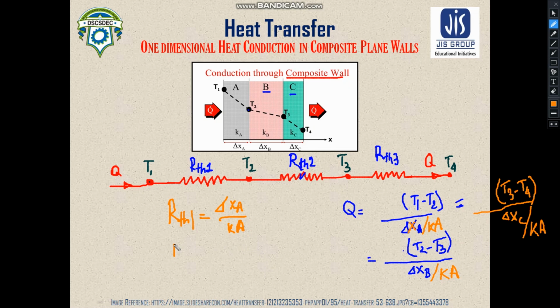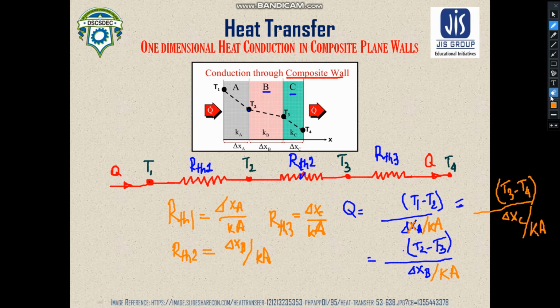Again we can write RTH2 equal to del x b divided by ka. It is very simple, so it will be del x b by ka, and this thermal resistance for the wall 3 will be del x c divided by ka. So this is simple algebra here.